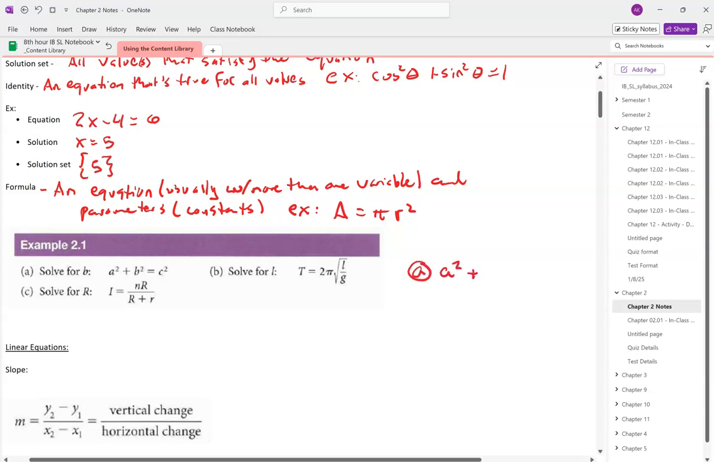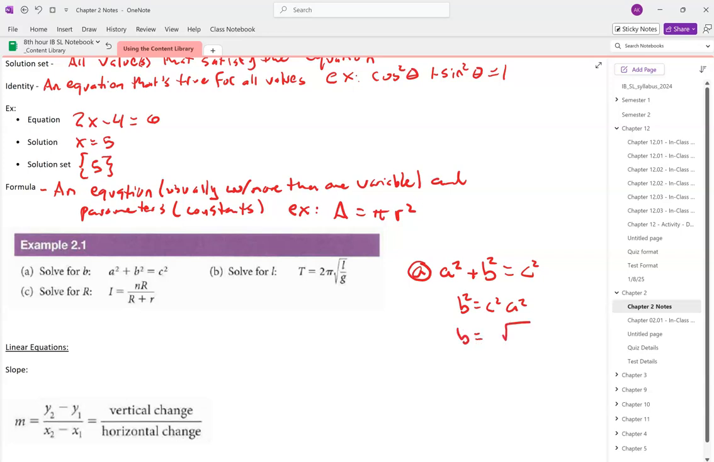So let's do a little practice on solving to rearrange equations. Let's say we have the equation a squared plus b squared equals c squared, and we want to solve that for b. What should I do first? Subtract a squared from both sides. Great. Then what? Take the square root of both sides. That's great.